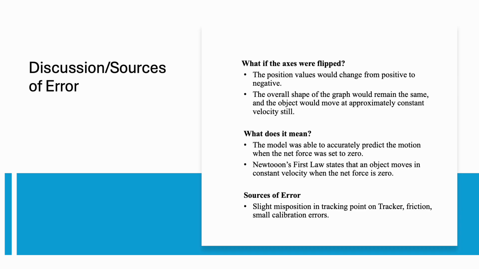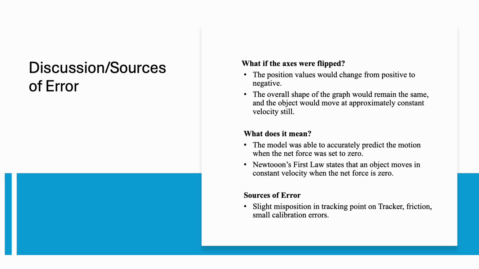The first discussion question asks, what would happen if the axis were flipped? If the positive X direction were reversed, the position values would become negative instead of positive. However, the overall shape of the graph would remain the same because the motion itself would not change.